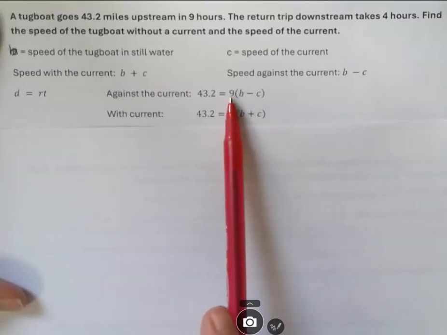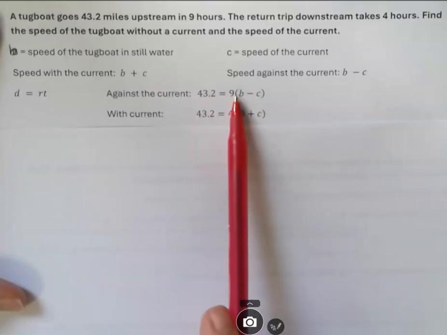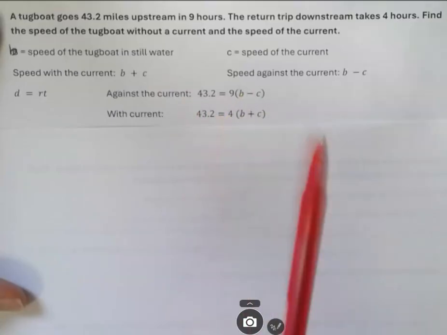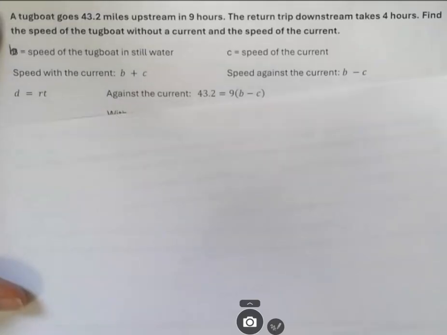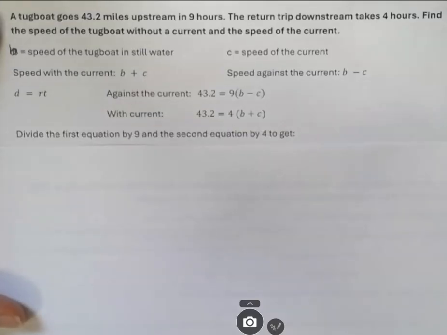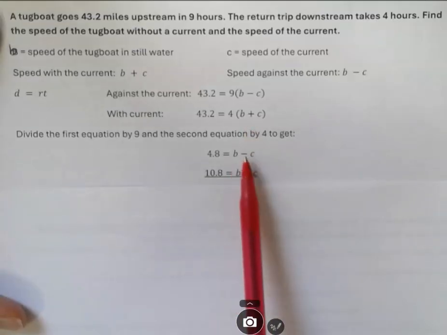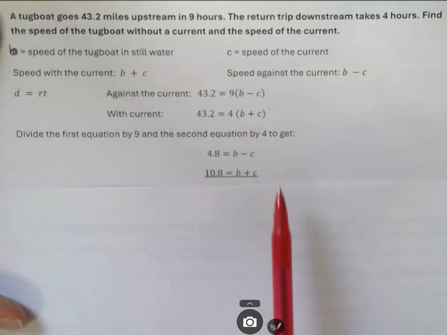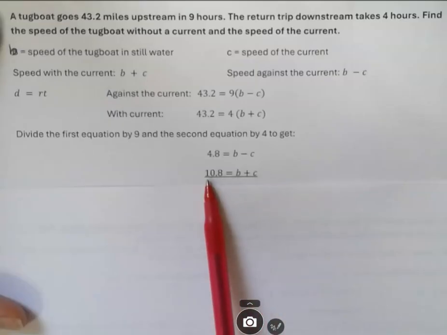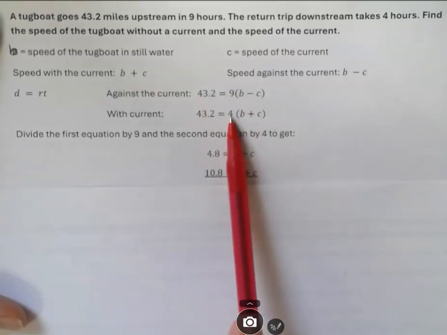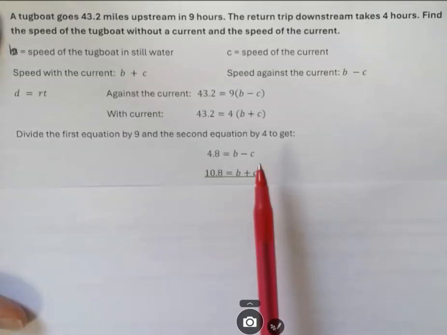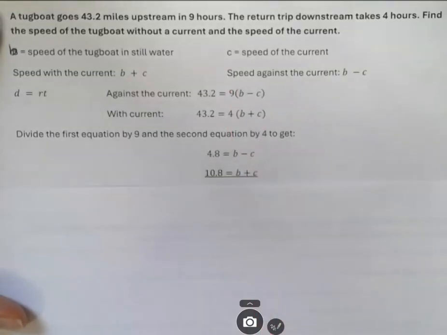So I'm going to divide this equation by 9 on both sides and this equation by 4 just to get that a little nicer to look at. And when I divide both of those things, I get B minus C equals 4.8 and B plus C equals 10.8. That's just dividing by 9 and dividing by 4 so that we don't have those times out front.